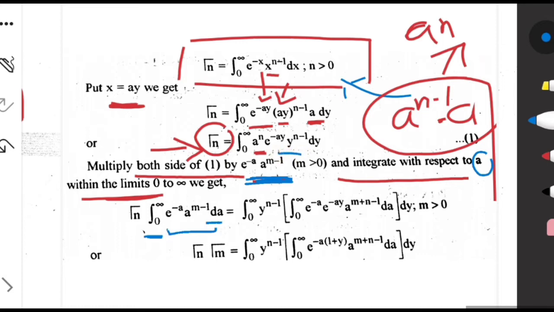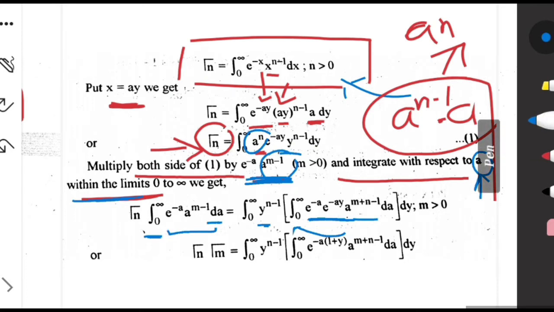We have taken this y minus n over this because the integration is with respect to this, so we have taken this y part outside the integral. One integral will be there which we have multiplied on both sides, so it will be 0 to infinity, this multiplied part, and a to the power n from here and a to the power m plus 1 from here. We will add the powers, so it will become m plus n minus 1 dA. Okay, and this whole will be integrated with respect to dy.